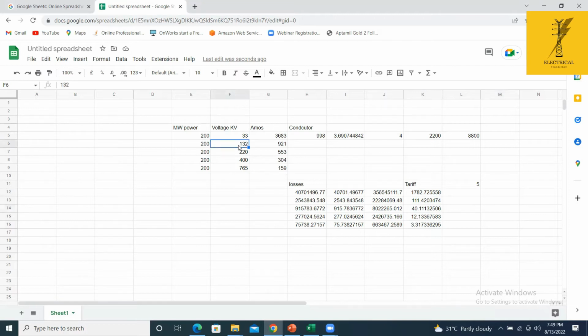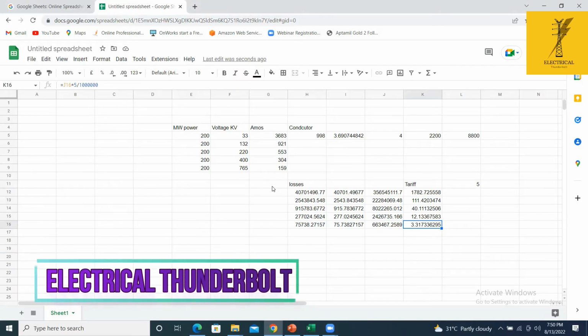And if I am doing it for 132 kV, this is the loss. For 220 kV, 40 million I am losing. For 400 kV, 12 million I am losing. And for 765 kV, 3.3 million I am losing. So what is the best? I will pick 3.3 million, so I can go with 765 kV. What about the capital cost? If you are going for 765 kV, what is the transformer cost? What is the insulator cost? You are comparing the capital cost to the losses, and you are finding the most economical choice for your system.